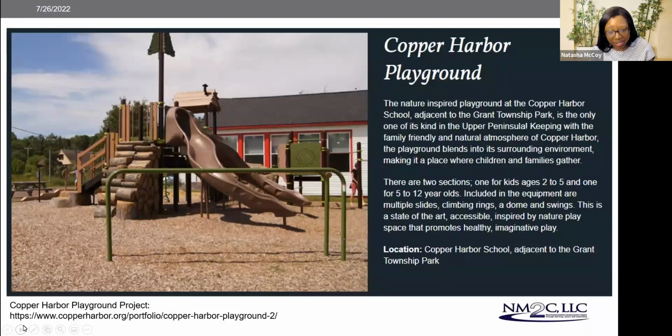And it's a genuine, legit playground, Copper Harbor Playground. So it's a nature-inspired playground at Copper Harbor School, and that's adjacent to the Grant Township Park. There are many activities, one for kids 2 to 5, one for kids 5 to 12. So they made it inclusive, making sure the kids of different ages could be entertained and involved.